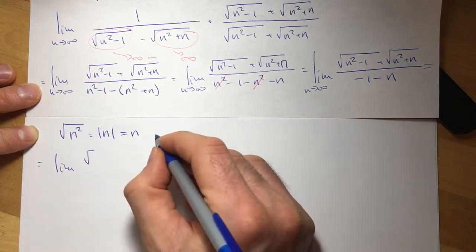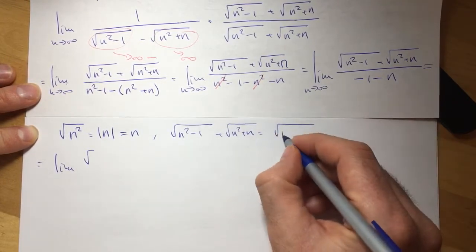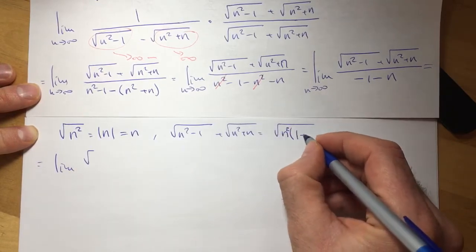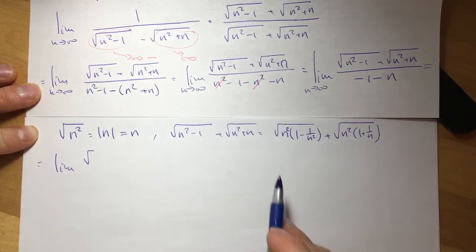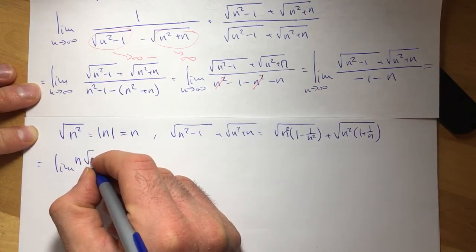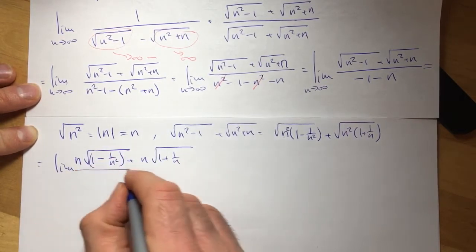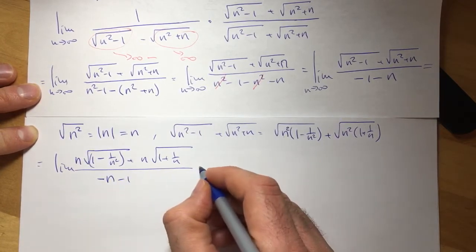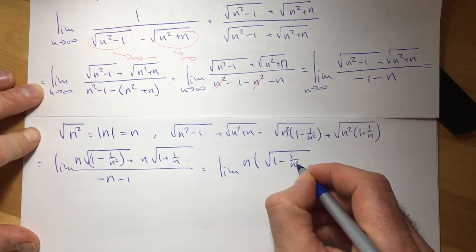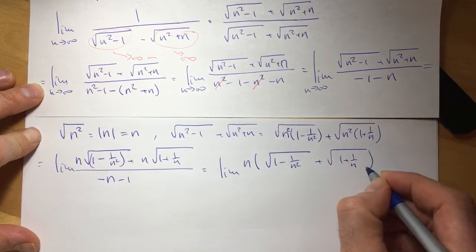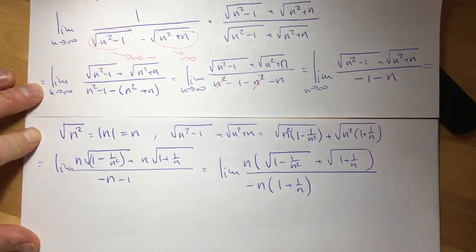Factor. So basically here I have square root of n squared minus 1 plus square root of n squared plus n is equal to square root of, I factor the highest exponent under the root, n squared times 1 minus 1 over n squared, plus square root of n squared times 1 plus 1 over n. Okay, and then square root of n squared is n. So n times square root of 1 minus 1 over n squared plus n times square root of 1 plus 1 over n, over negative n minus 1. And finally, factor n in the numerator and the denominator. Square root of 1 minus 1 over n squared plus square root of 1 plus 1 over n, over negative n times 1 plus 1 over n.